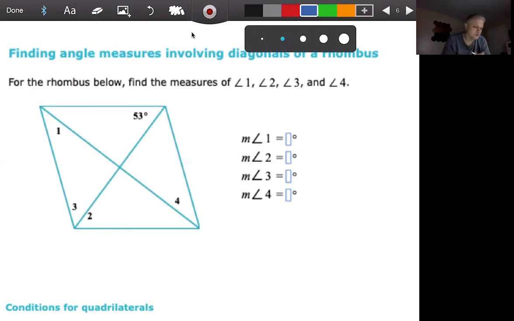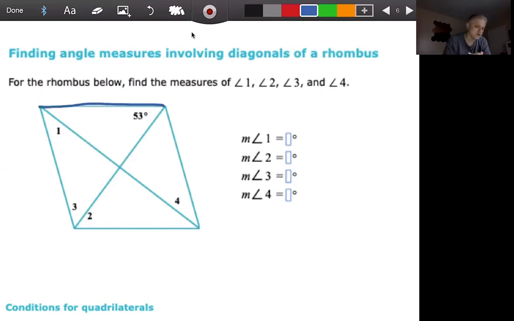So they want angles 1, 2, 3, and 4, and they've given us one angle. Okay, so let's think of all the other angles that we could get. So remember, this is a rhombus. A rhombus is a parallelogram. A parallelogram, by definition, has 2 sets of opposite sides that are parallel. So those are parallel and congruent. These are parallel and congruent.